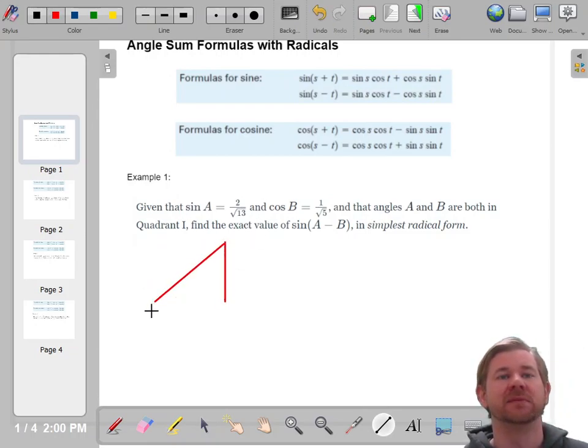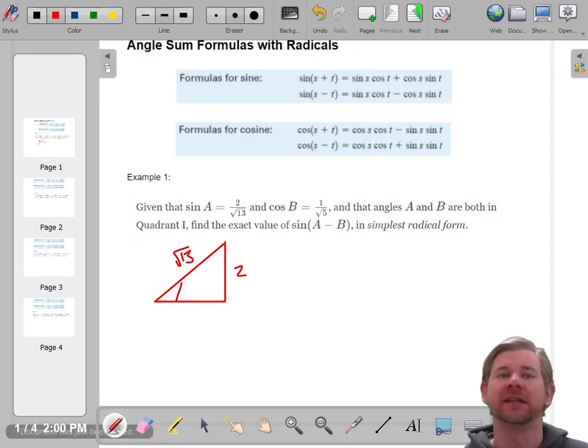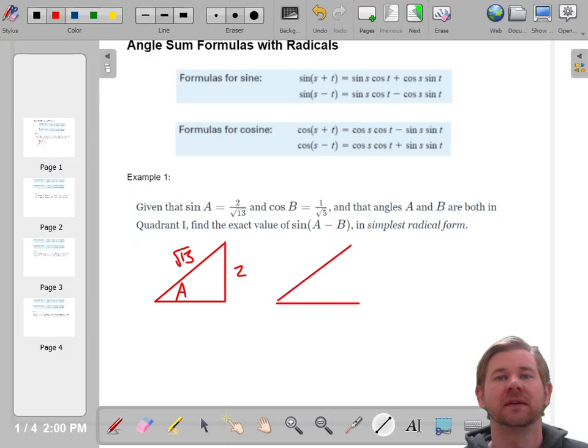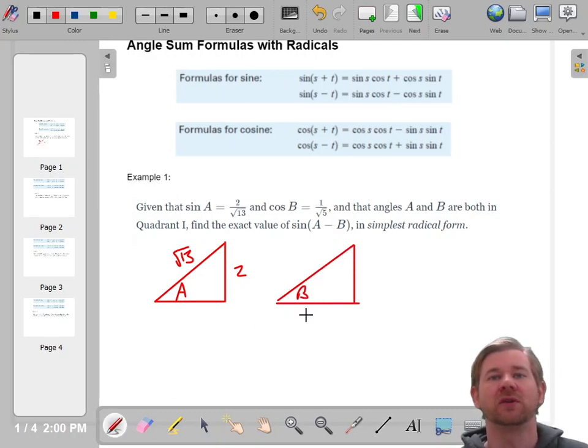And we've done this idea before. If you tell me that the sine of A is 2 over radical 13, then opposite over hypotenuse is 2 over radical 13. And I'm going to label that angle A. Okay? I'm going to do the same thing for cosine of B. I'm going to draw just a helper triangle and say this is B, and the cosine of B is 1 over radical 5. That's adjacent over hypotenuse.